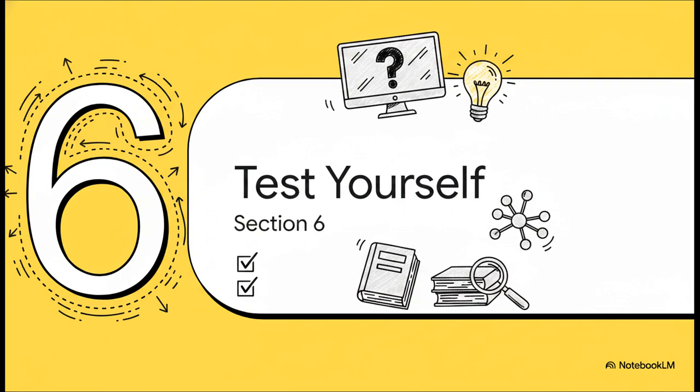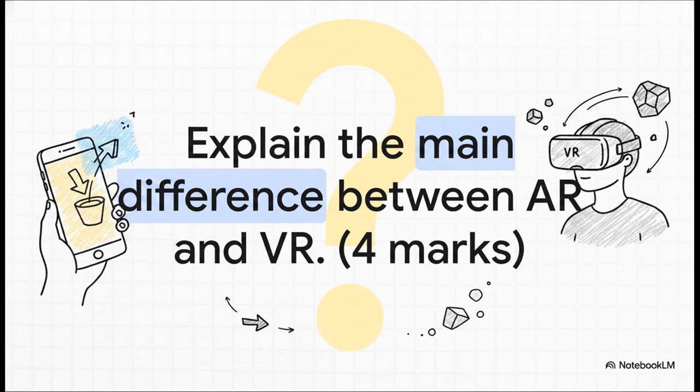Look, the absolute best way to revise is to actively test your own knowledge. So let's run through a few exam-style questions just to see what's stuck. First one up. Explain the main difference between AR and VR. Now, to get the full 4 marks, you're going to need a really clear example for each one. Go on, pause and have a think about your answer.